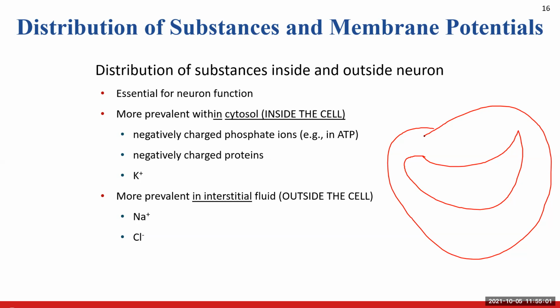All right, so inside the cell, the cytosol, these three things are going to be found inside the cell. Negatively charged phosphate ions.